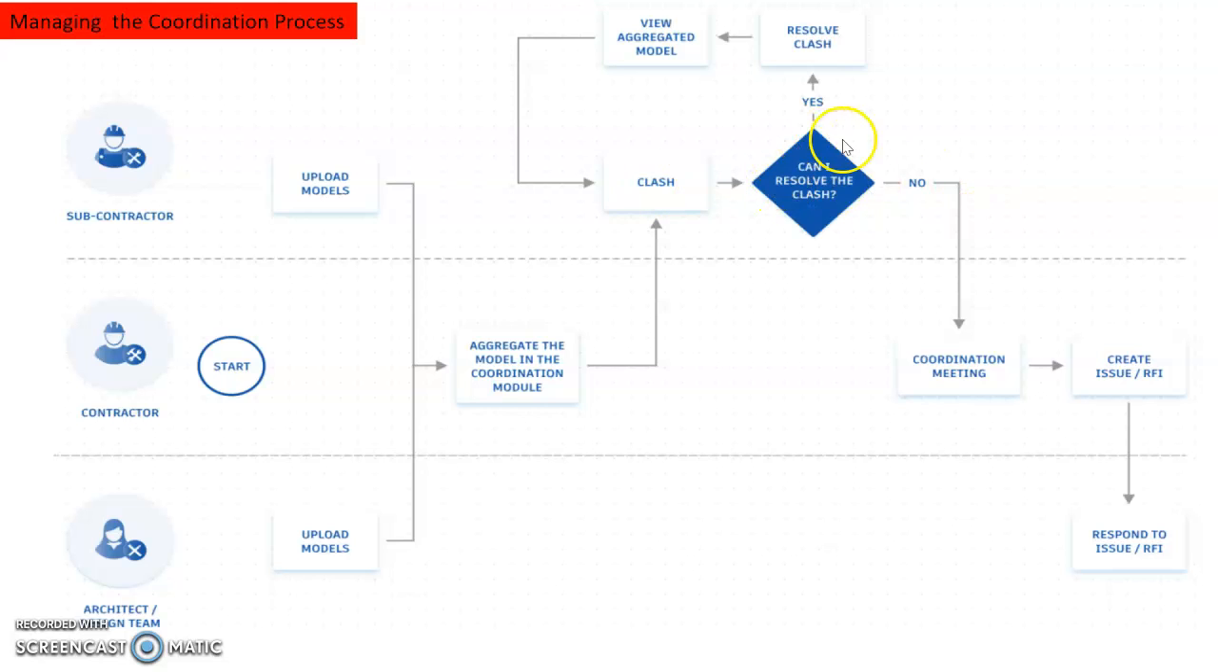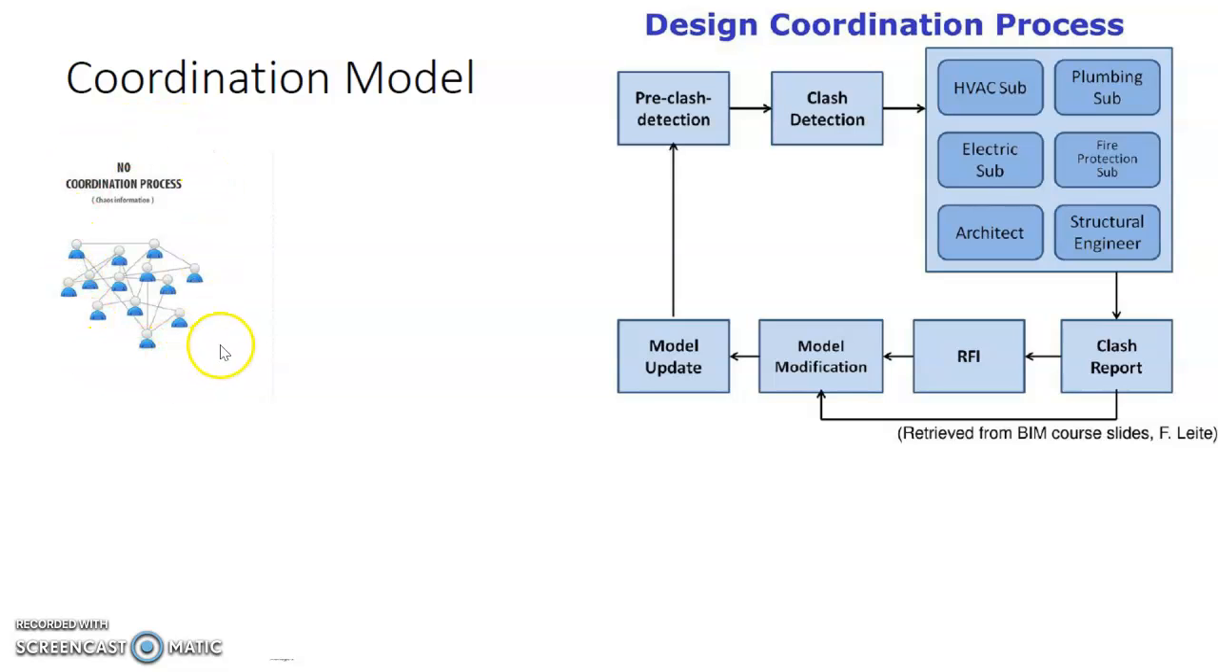Alright. Now, if he's not able to resolve the clash, then he will need to set up a coordination meeting between the related parties. Okay, and if there is really a need, he will need to create the request for information, right? And then get the different parties to respond to this request for information. So you can easily imagine that if there is no coordination process between all the different stakeholders, the different designers, the different subcontractors, it will be very messy to ensure that communication is carried out in a very effective manner.